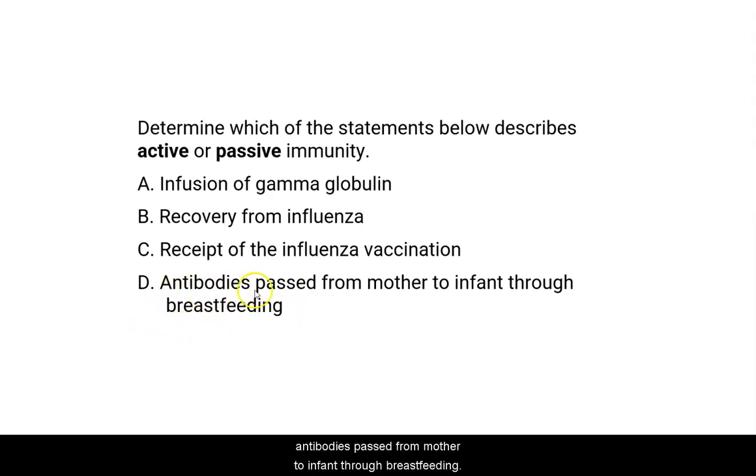D, antibodies passed from mother to infant through breastfeeding. Okay, well, it's antibodies, which are not going to elicit an immune response from us. So no immune memory is formed. So this is going to be passive. And it's breastfeeding. This is a natural biological experience. So this is going to be natural passive immunity.